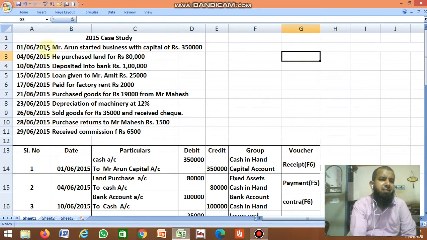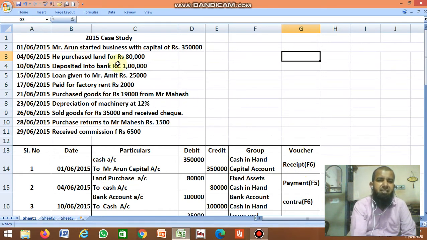On 1/6/2015, Mr. Arun started business with capital of rupees 3,50,000. So here serial number 1, date is 1/6/2015. Particulars: cash account is debit because Mr. Arun started business with capital of 3,50,000, and credit is Mr. Arun capital account, 3,50,000. Cash account comes under cash in hand and Mr. Arun capital account comes under capital account, and the voucher is receipt.